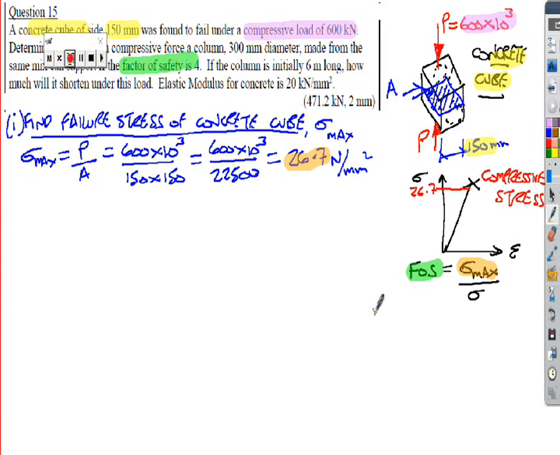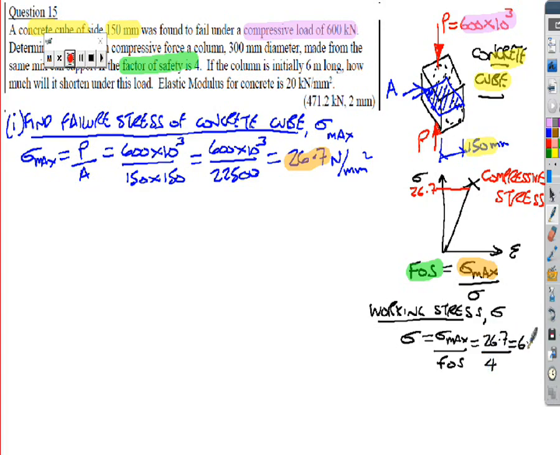So on the next line here, working stress, sigma, is equal to the maximum allowable stress divided by the factor of safety. So in this case that will be the 26.7, rounded there, divided by 4. And that gives me about 6.7 newtons per millimeter squared. A little bit of rounding going on here, I know, but it'll be good enough for what we want. 6.7 newtons per millimeter squared. So that's the working stress.